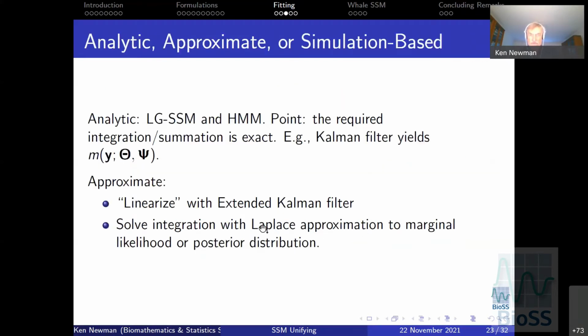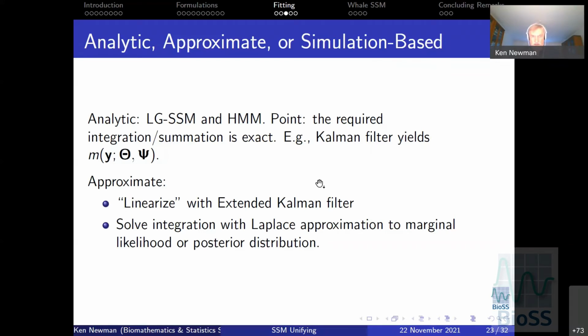So for analytic closed form solutions, for these linear Gaussian state space models, the original state space models, and for hidden Markov models, there are exact analytic solutions. A lot of you have probably heard of the Kalman filter. That's a tool for yielding that marginal distribution for the data. And with hidden Markov models, it's a matter of summing across all the states to come up with that marginal distribution. So those two special cases of state space models have these really nice, convenient fitting approaches.